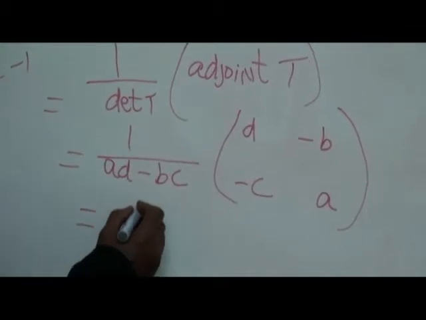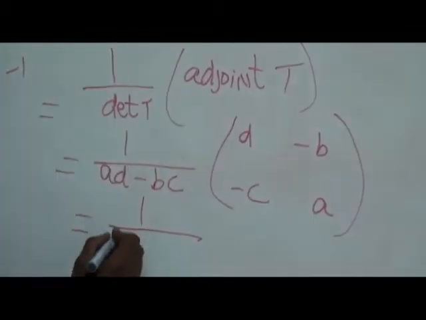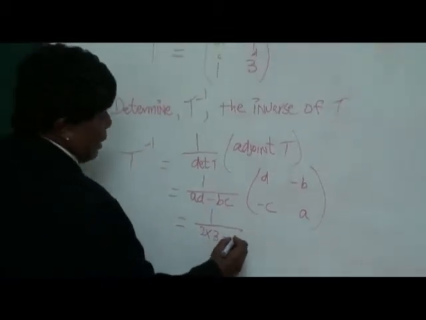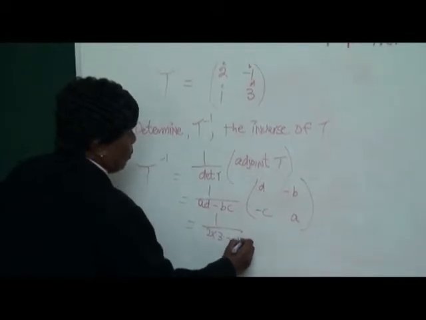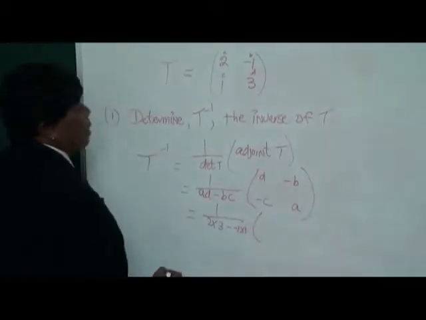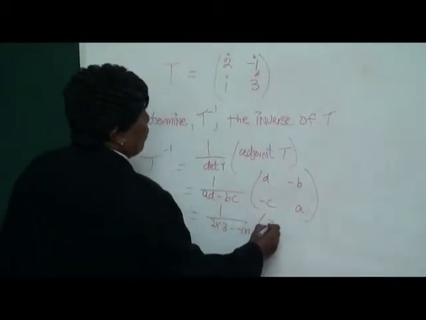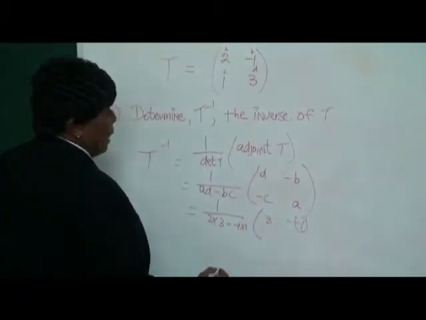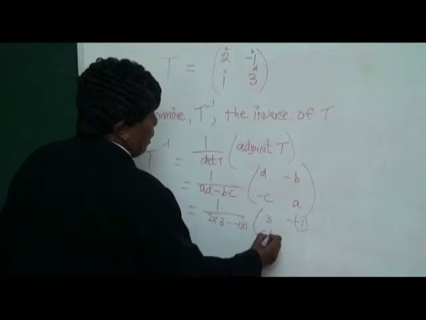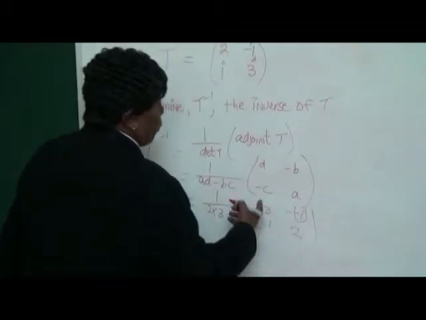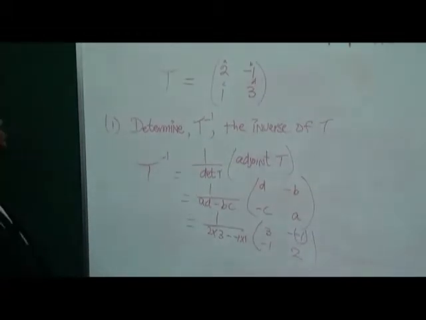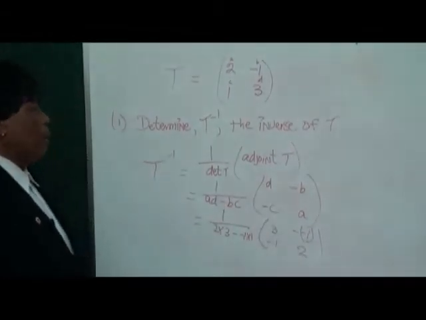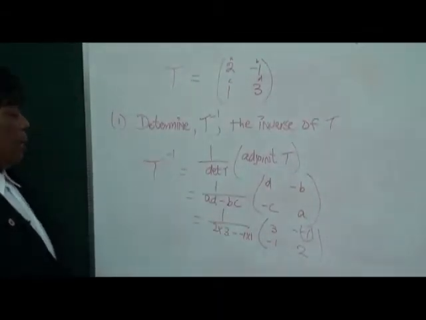So it's just now equal to 1 over 2 times 3, minus negative 1 times 1, times, in our bracket, 3, negative 1, and then negative 1, 2. So we interchange these two. 3 comes up by 2, and 2 goes down to 3. Change these. This is a negative, so when we change it there's going to be a positive, and this is a positive, so it's going to be a negative.